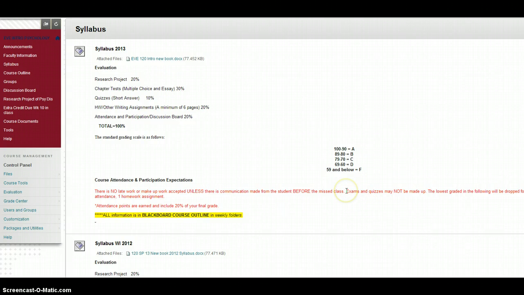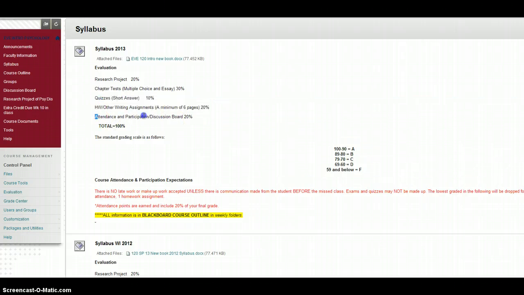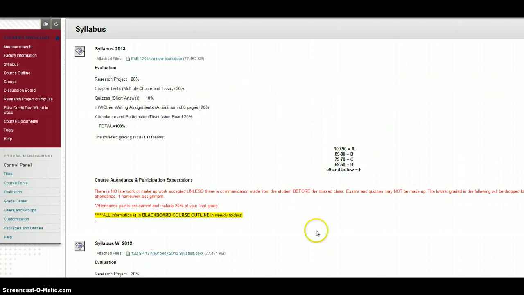But I do drop the lowest quiz and homework and discussion board and attendance points. I drop all areas except for the research project and the chapter tests, so that if you have done all the work, it's going to give you a bump for your final grade. And if you've missed something once, it's a wash. If you've missed something more than once, it's a pattern, and that's something we want to take care of. So this is where you'll see the breakdown of that and general class expectations.